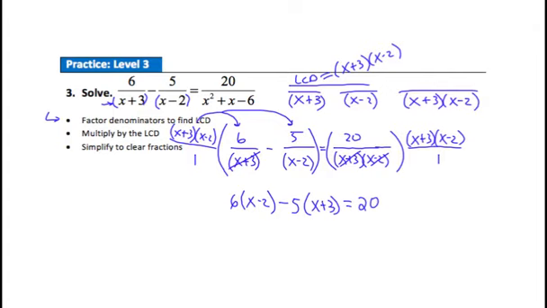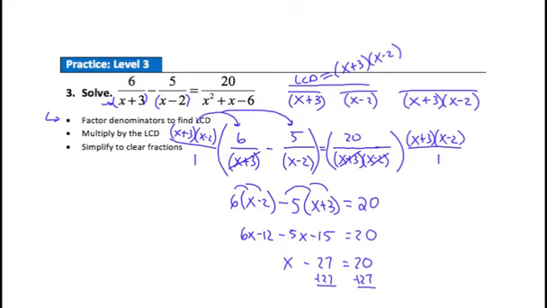Now I've got a nice simple equation that I can solve. Distribute the 6: 6x minus 12. Distribute the negative 5: negative 5x minus 15 equals 20. Let's simplify that left side. 6x minus 5x is going to give us x. And then negative 12 minus 15 is going to give us negative 27. Then we just add 27 to both sides. X is then going to equal 47.